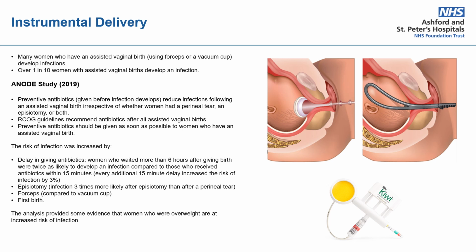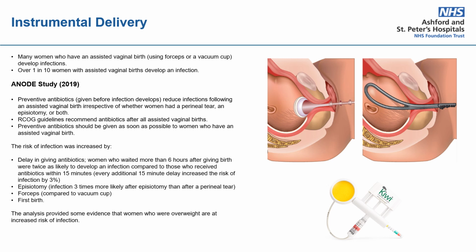The ANODE study, which was published in 2019, showed that preventative antibiotics, i.e. given before infection develops, reduces the risk of infections following an assisted vaginal birth. As a result, guidelines on the use of preventative antibiotics were updated in 2021. They now recommend antibiotics after all assisted vaginal births.